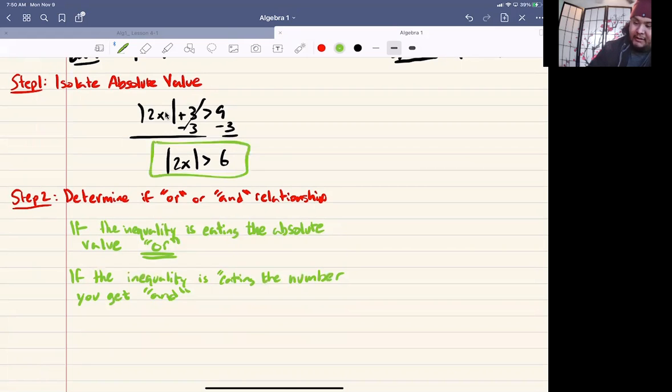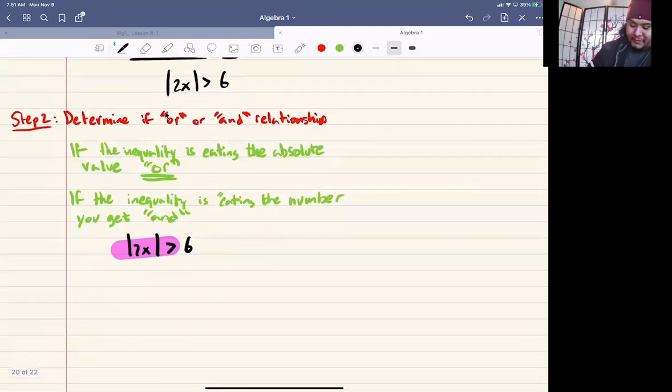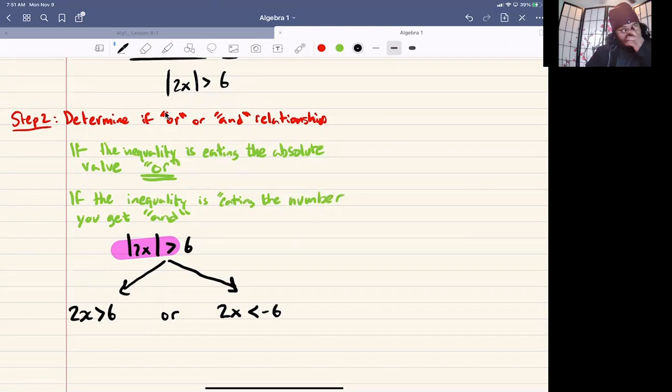All right, so let's look at our problem. We have the absolute value of 2x is greater than 6. You'll notice this symbol is eating the absolute value part, so when we split this up, which we always do, the relationship is now going to be an "or" relationship: 2x greater than 6 or 2x less than negative 6. And then you solve both of them.